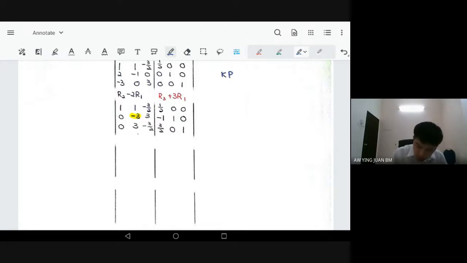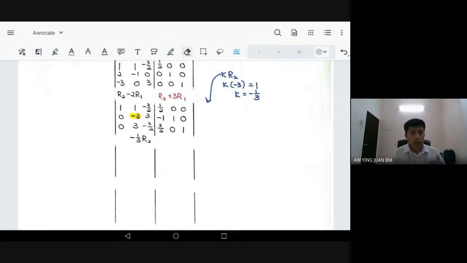K R2. So kindly substitute the R2. So here we have K multiplied with the negative 3, and then the objective is to get 1 because of the leading diagonal. So our K will be equal to negative 1 over 3. So kindly substitute the formula. So in here, we will obtain negative 1 over 3 R2. So next, what we have to do is to copy the row 1 and the row 3 because these two rows won't change.